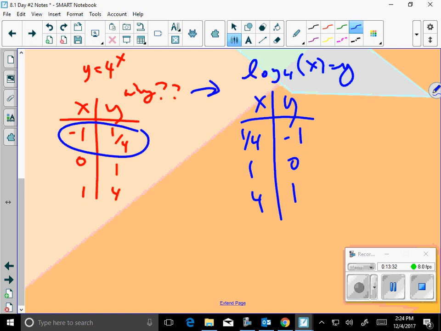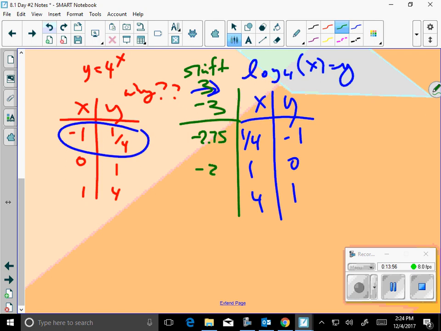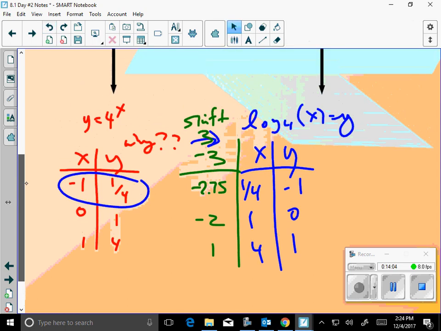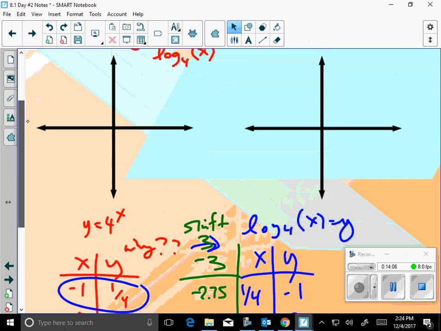Now could I take these values and could I shift them to the left 3? Yeah. What would I do to these? Not +3, what am I thinking? -3. This would be a shift left 3. So if I subtract 3 from 1/4, I get -2.75. If I subtract 3 from 1, I get -2. And if I subtract 3 from 4, I get 1. So now I get these new set of points: -2.75, -1, -2, 0, and 1, 1.